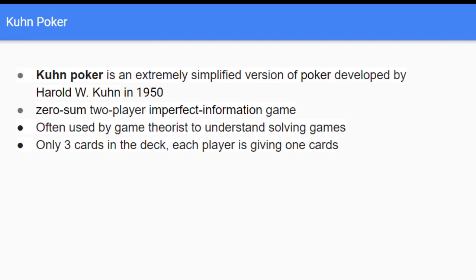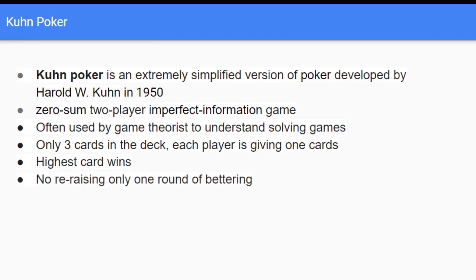The game has only 3 cards in the deck, and each player is dealt 1 card. There's no flushes, pairs, or anything. It's just the highest card wins. And in this version of Kuhn Poker we're going to be going over, there's no re-raising, so there's only 1 round of betting.